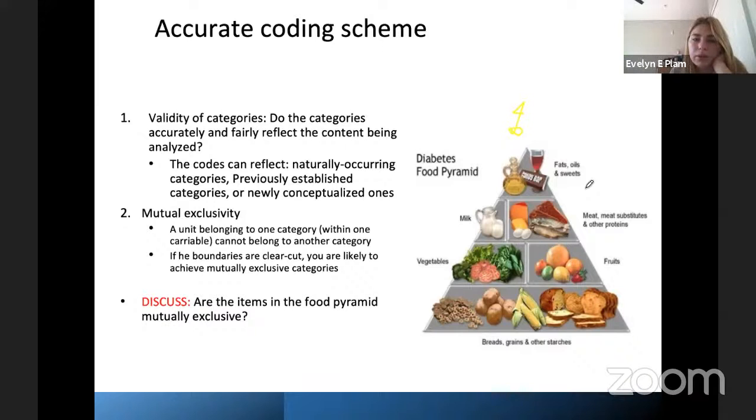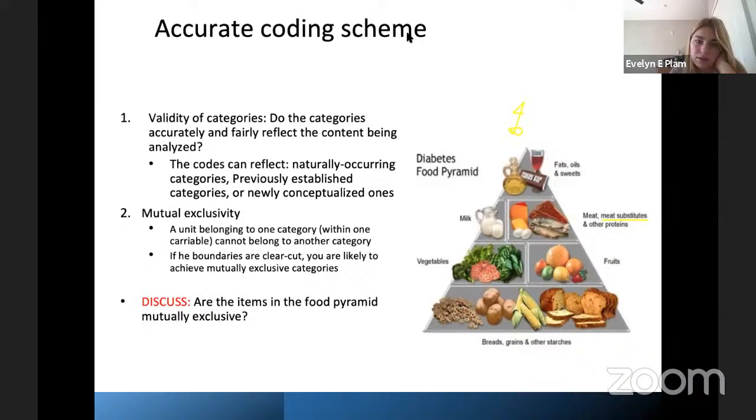It could belong in both the sweets and the dairy categories. Yeah, all right. Okay, I have chocolate milk. It could be sweets, or it could be milk. Okay. You see here meat substitutes, right? What are meat substitutes made of? Do you know?